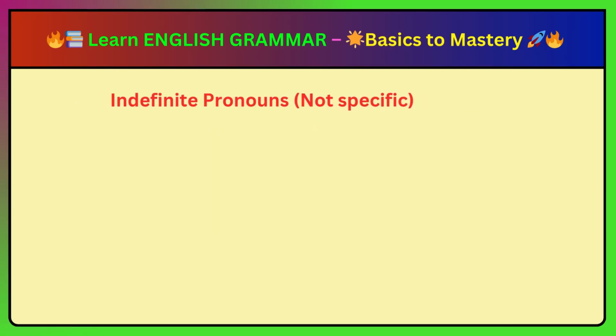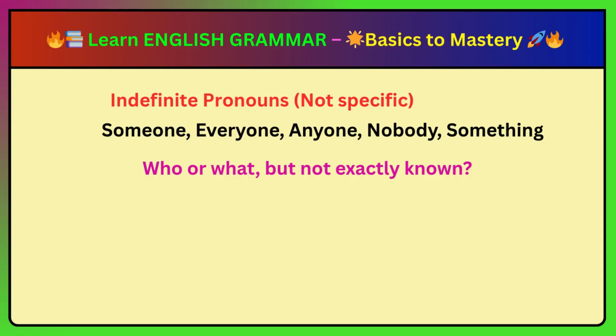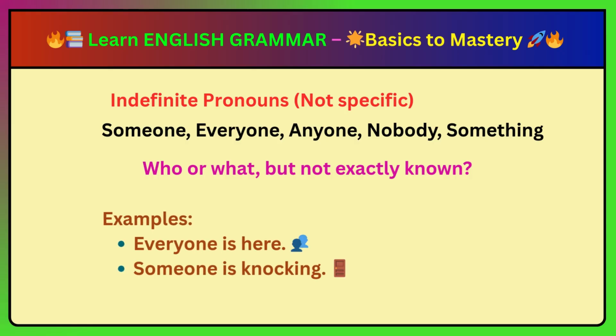Finally, we have indefinite pronouns. These refer to a person or thing that is not specific. Words like someone, everyone, anyone, nobody, and something are indefinite pronouns. Indefinite pronouns answer the question, who or what, but not exactly known. For example, "Everyone is here" or "Someone is knocking." Remember, words like everyone and someone are singular, so we use a singular verb, as in "Everyone is happy."